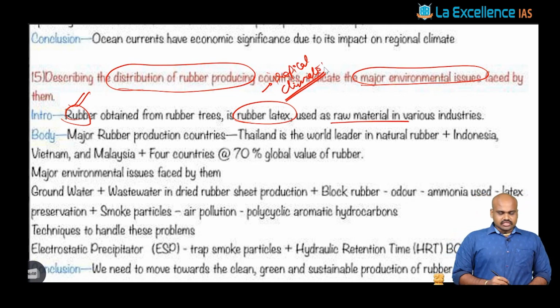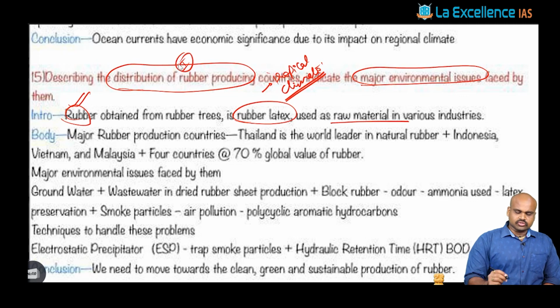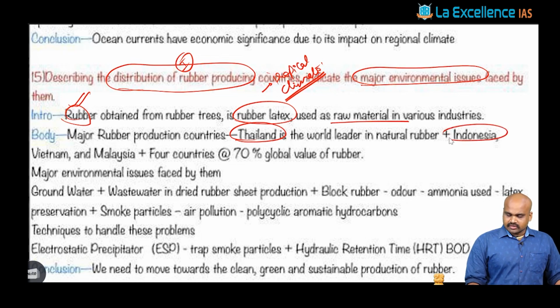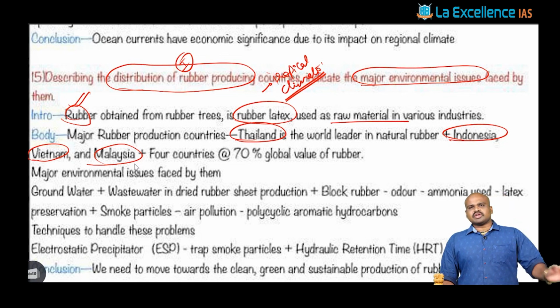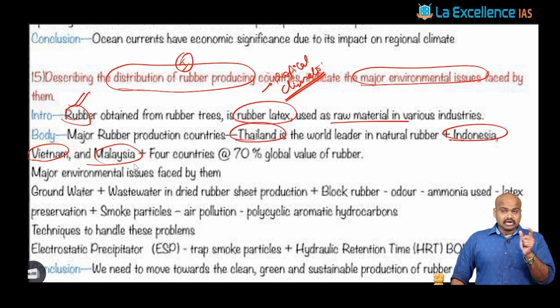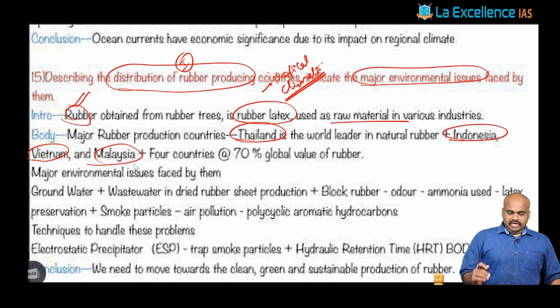That's the first part of the question, which is talking about the distribution of the rubber producing industry. When we look at the distribution, we see that among major rubber producing countries, Thailand is dominating. Apart from that, Indonesia, Vietnam, and Malaysia. All of these regions are somewhere in the equatorial belt, within the tropical belt. That is a fundamental reason why, for rubber to flourish, the tropical climate has to exist.